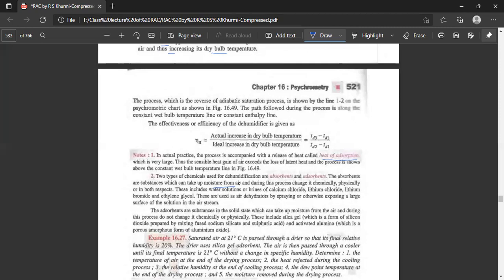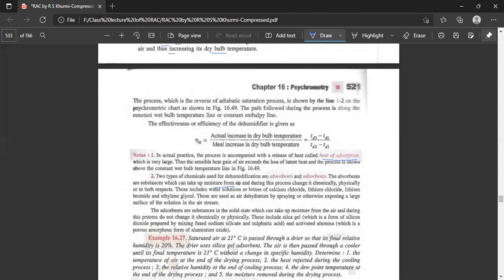The adsorbents are substances in the solid state which take up moisture from air, and during the process do not change chemically. This includes silica gel, which is a form of silicon dioxide prepared by mixing fused sodium silicate and sulfuric acid, and activated alumina, which is a porous amorphous form of aluminum oxide.